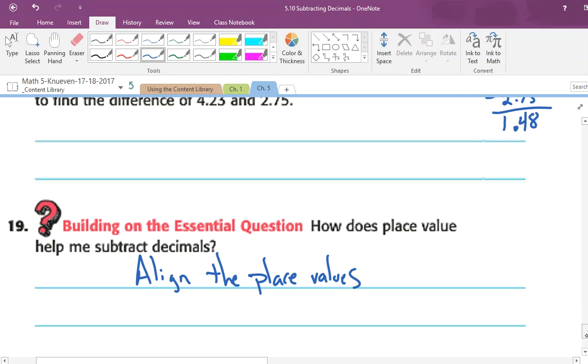That's it for 5.10. I hope this makes sense for how we subtract decimals.